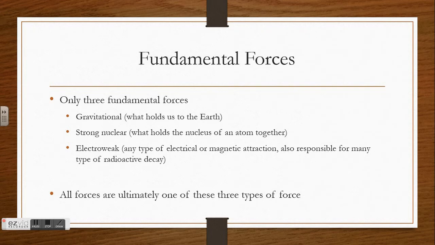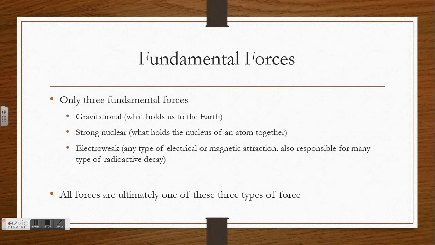Of these three forces, the one that we actually know the least about how it works is the gravitational force, which to me seems very, very odd. The reason why it seems very odd is that of these three forces, that would seem to be the most obvious one to me. We don't really know how the gravitational force works.